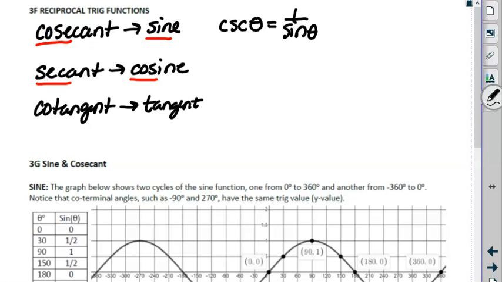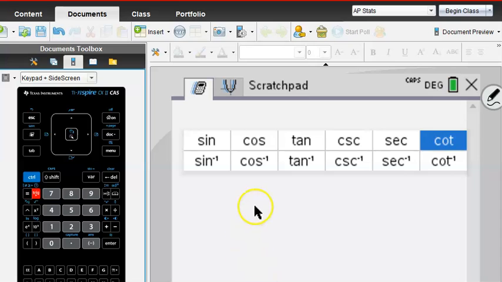If we were drawing and labeling a right triangle and looking at the ratio of its sides, we could also say that cosecant of theta is equal to hypotenuse over opposite instead of opposite over hypotenuse. So let me just show you an example of that.